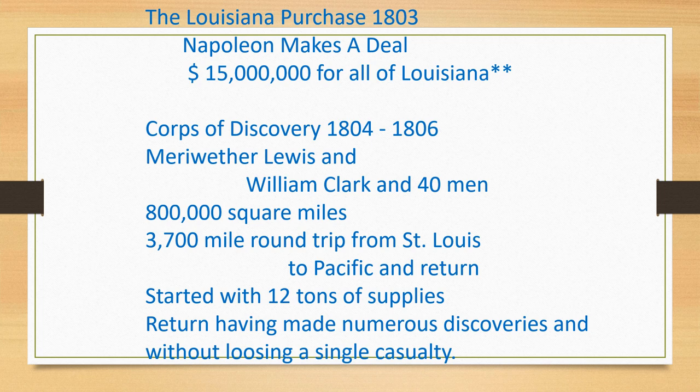12 tons of supplies. They did all sorts of really cool stuff and did not lose a single individual. About a day out from when they had departed, one of the guys got a bad stomach ache, and Meriwether Lewis determined that it was appendicitis. And so they actually sent that guy back down to St. Louis, and surprisingly enough, he had an operation for his appendicitis and lived.